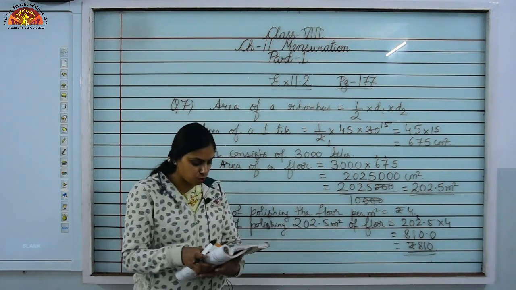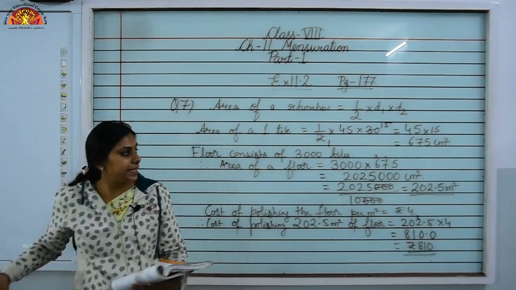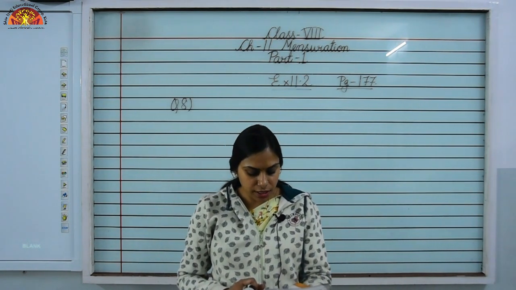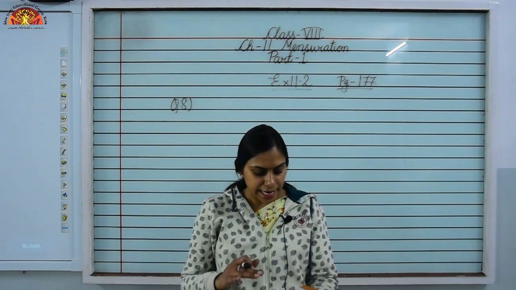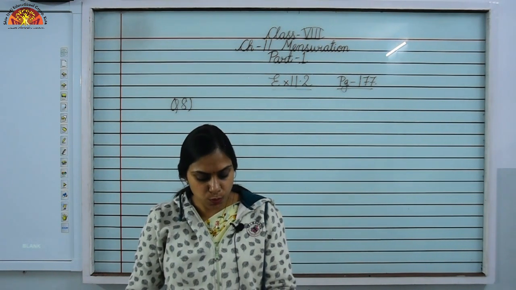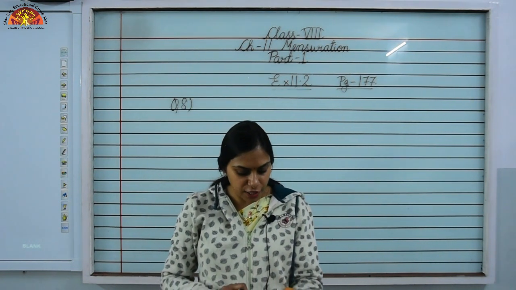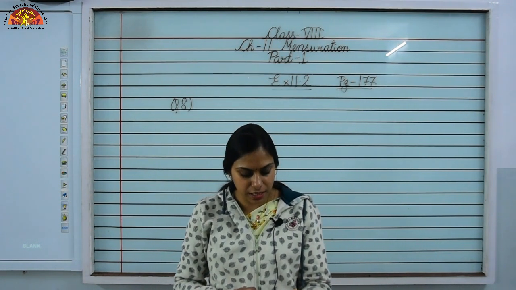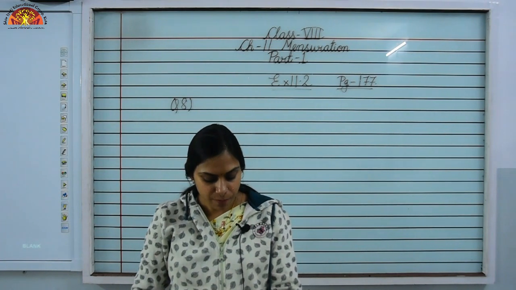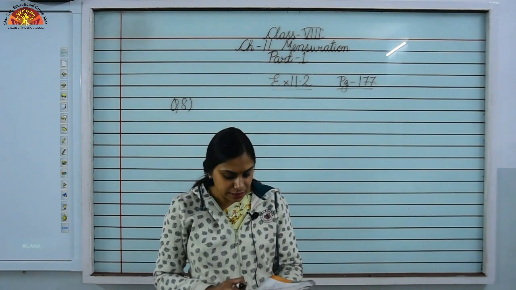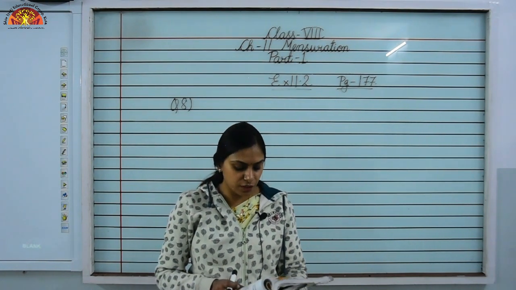Now just see the next question over here. That is question number 8. Now go through the question. Mohan wants to buy a trapezium shaped field. Its side along the river is parallel to and twice the side along the road. If the area of this field is 10,500 meters square and the perpendicular distance between the two parallel sides is 100 meters, find the length of the side along the river. So we have to calculate the length of the side along the river.